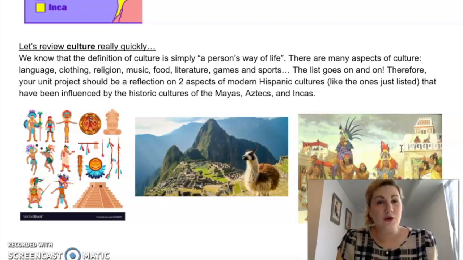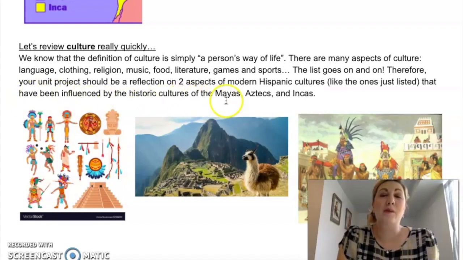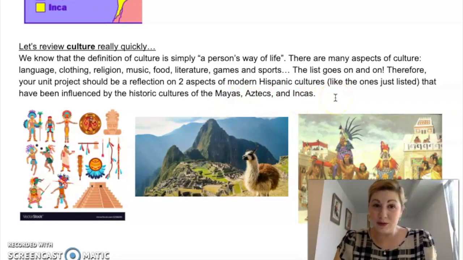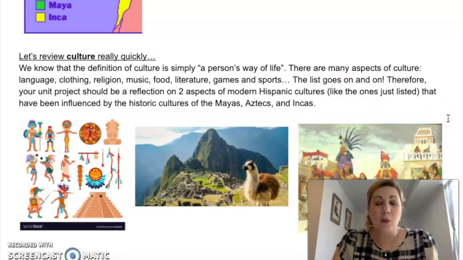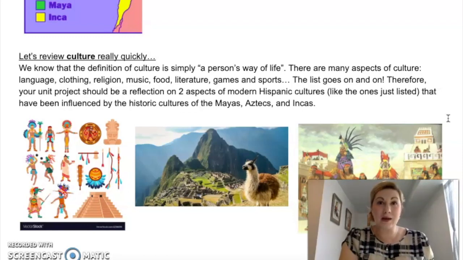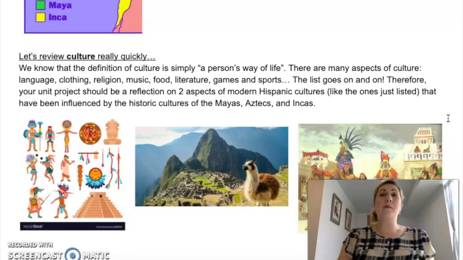So therefore, your unit project should be a reflection on two aspects of modern Hispanic cultures, just like the ones that were listed above. But you're not limited to those. But if you wanted to do music or food, for example, you're more than welcome to take those. You want to make sure they've been inspired or influenced by the historic cultures of the Mayas, Aztecs, and Incas. So just want to do a review of culture so you understand what it is exactly you're focusing on. So through research in this unit, you're going to better understand what the culture of the Mayas, the Aztecs, and the Incas was like. And then through some more research, you're going to find a link between those past pre-Columbian cultures and modern Hispanic cultures.